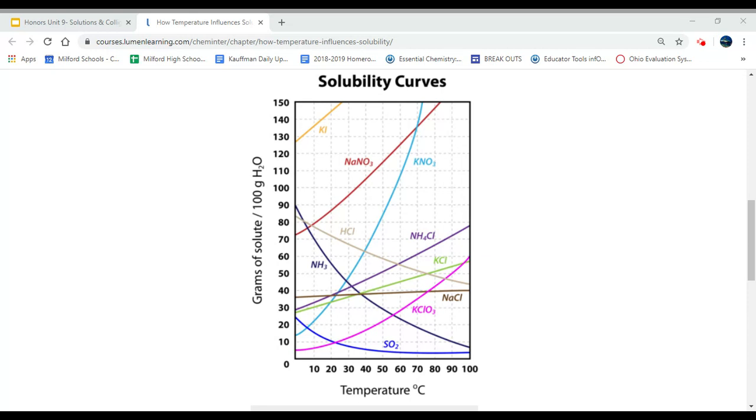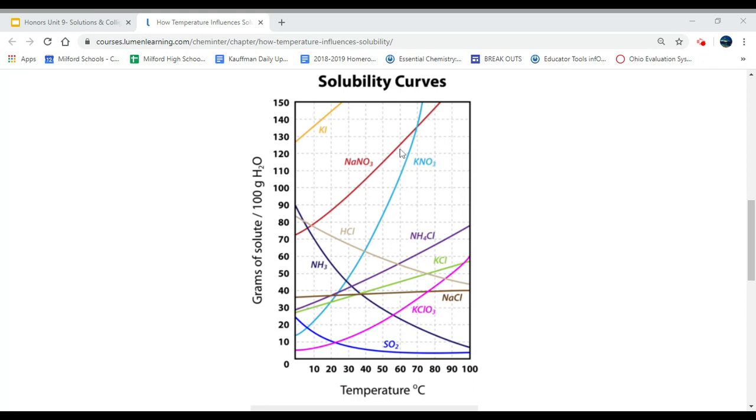Let's say instead of 107, we only put 90 grams in 100 grams of water at 60 degrees Celsius, and we're talking about KNO3. Then it would be unsaturated, meaning we could still add more of our KNO3 to that water to saturate it. So we had an unsaturated solution if we only put 90 grams in.